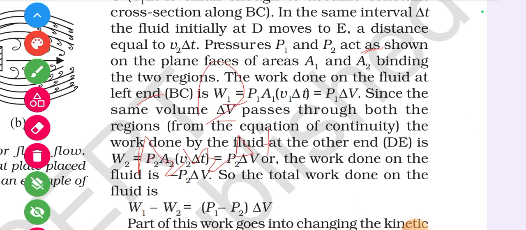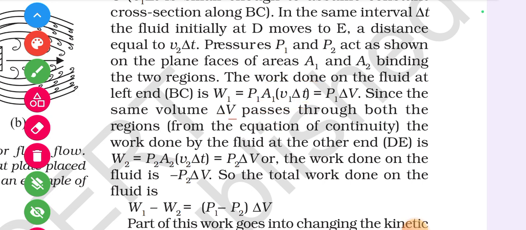So how much will the work done be? We know the volume, and as we have seen, the volume can be determined like this. Work done is force into displacement. How much is the force? Force is pressure multiplied by area, and the distance is v1 delta t. This was the work done. Now A1 v1 delta t is delta V, so the work done on the left region on the fluid is P1 delta V.